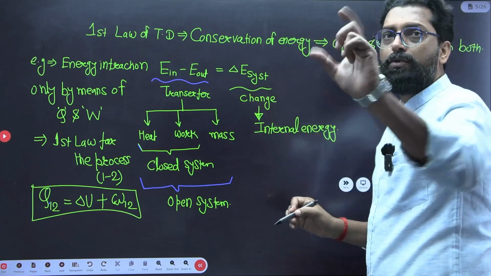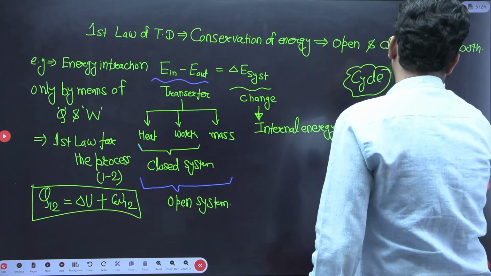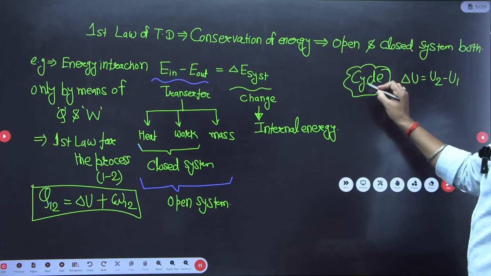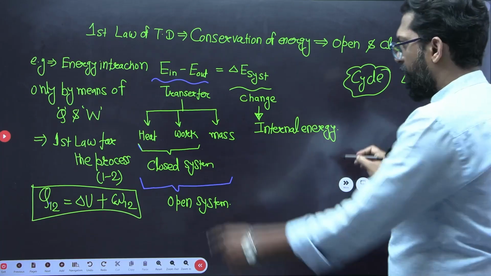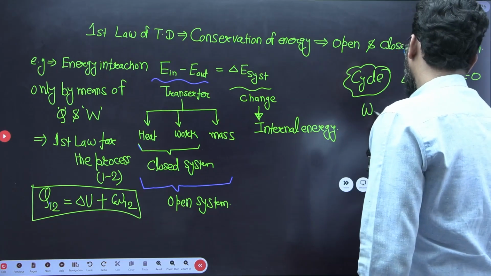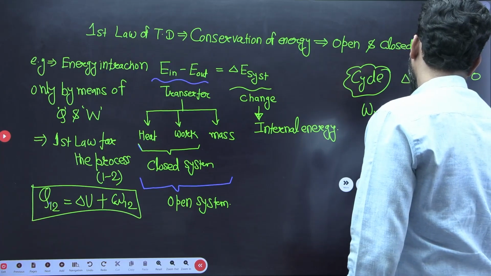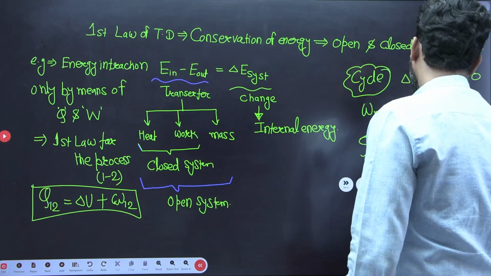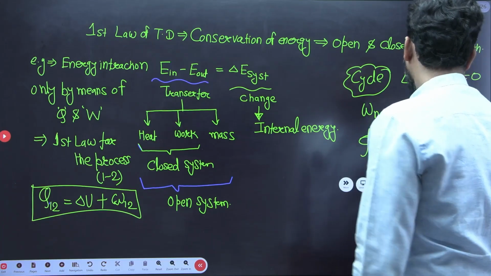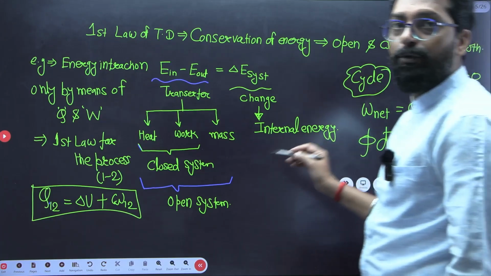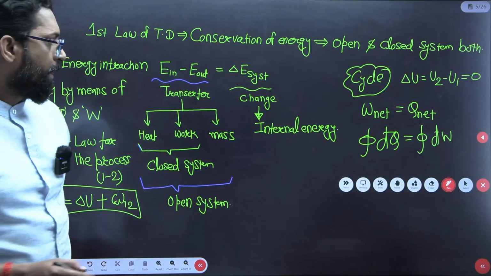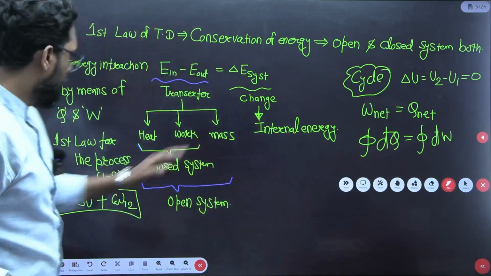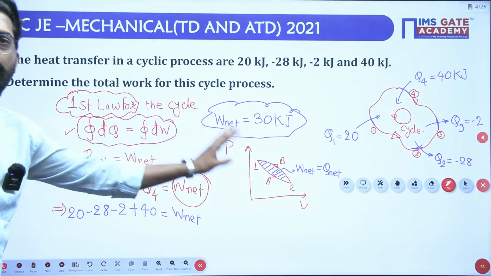And for the cyclic process, states 1 and 2 are the same. So change in internal energy, delta U, that means U2 minus U1, is 0 for the cycle. That means net work transfer is the same as net heat transfer, or you can write during the cycle dQ is equal to dW. We have to cut here because this is a path function, an inexact differential. That is the basic idea behind all the questions related to this.